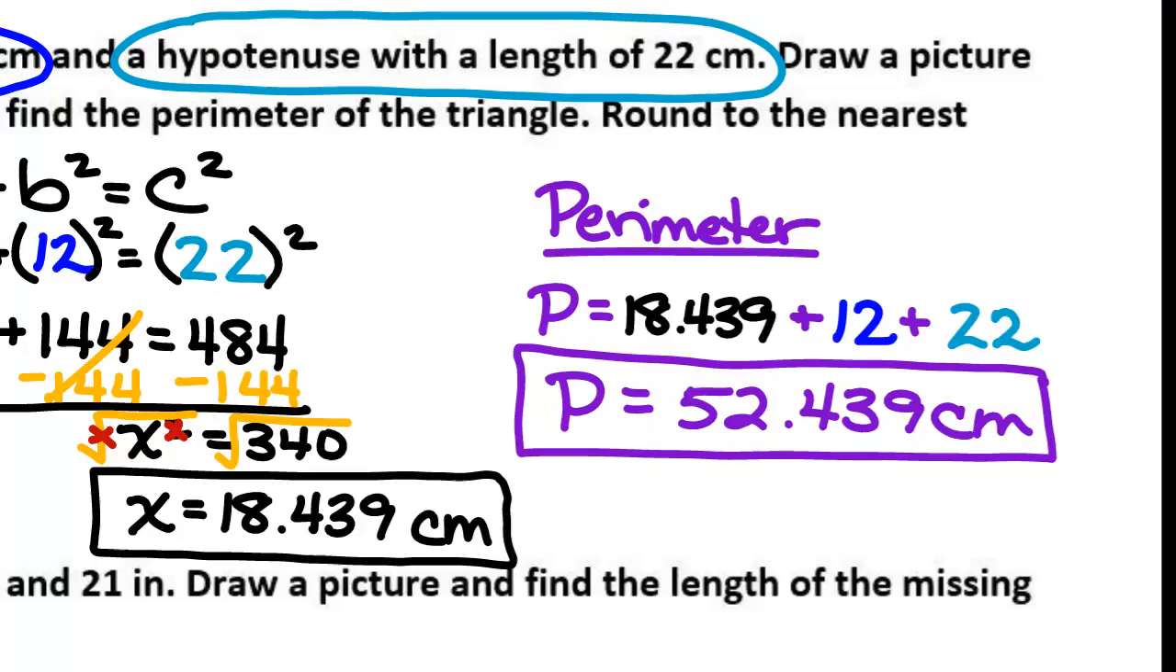But again, you could do this one with more steps. You could use the 12 and 22. You could find one of the angles. You'd have to circle it and label it so you know which one you're finding. But you could do inverse function, so either inverse sine, inverse cosine, or inverse tangent to find a missing angle, and then use that to find your side, and then from there find your perimeter.